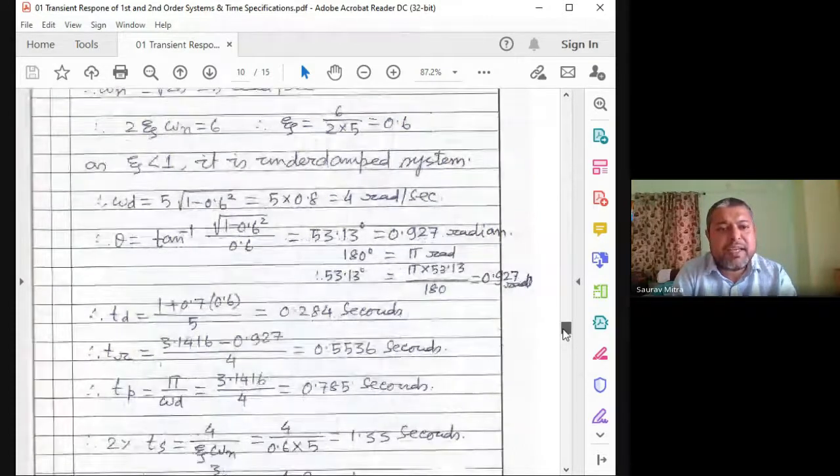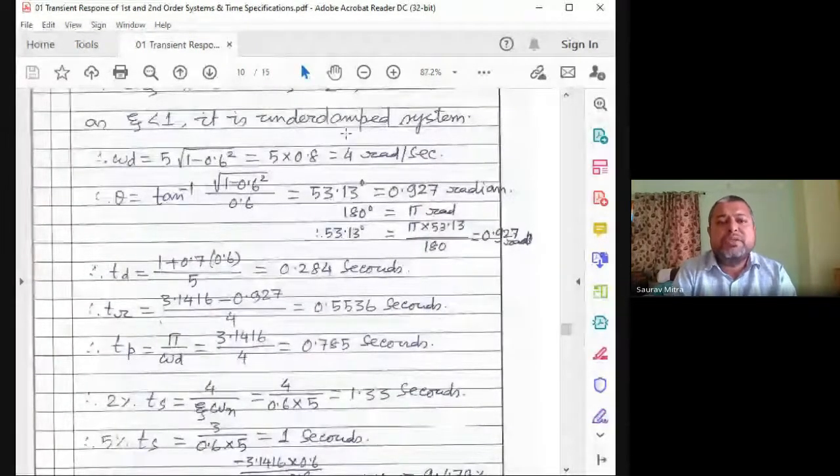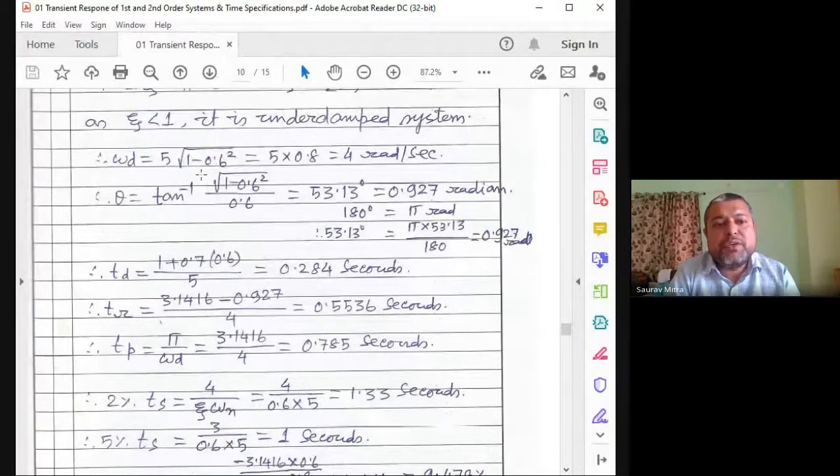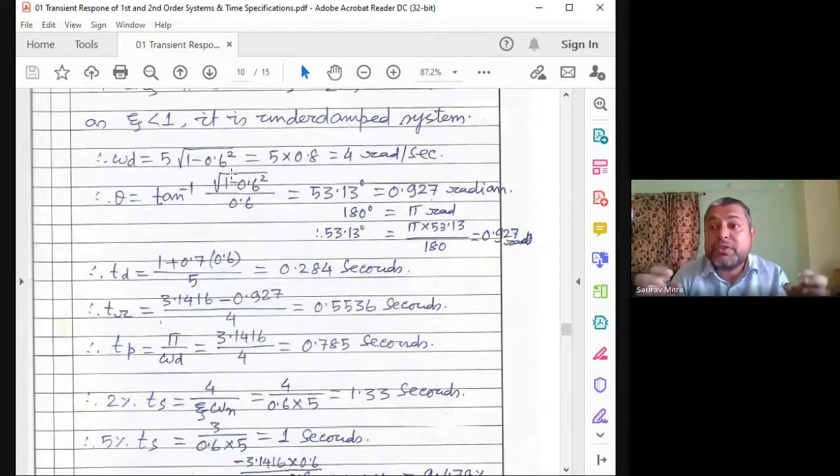You have to write this thing, that zeta is in between 0 to 1, so it is an underdamped system. Find omega d. So omega d is omega n into root under 1 minus zeta square, that is 5 into 0.8, that is 4 radian per second, and theta. As soon as you find zeta, the first job is to find omega d and theta, because in the equation of CT. One thing I did not ask you to write here, I will ask you to write here: write the full equation of CT.